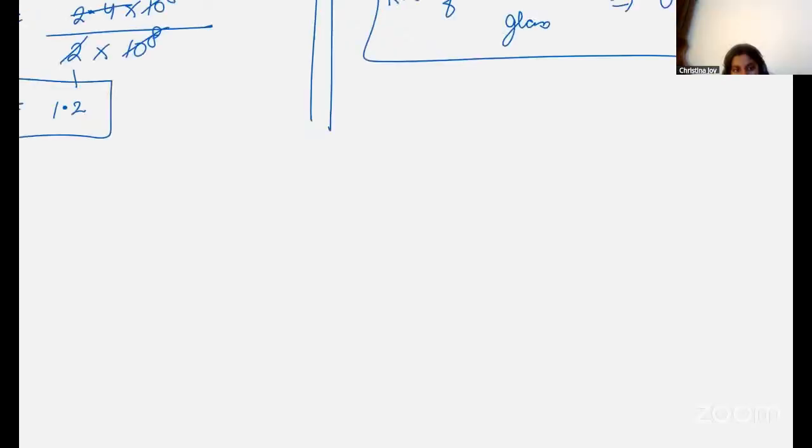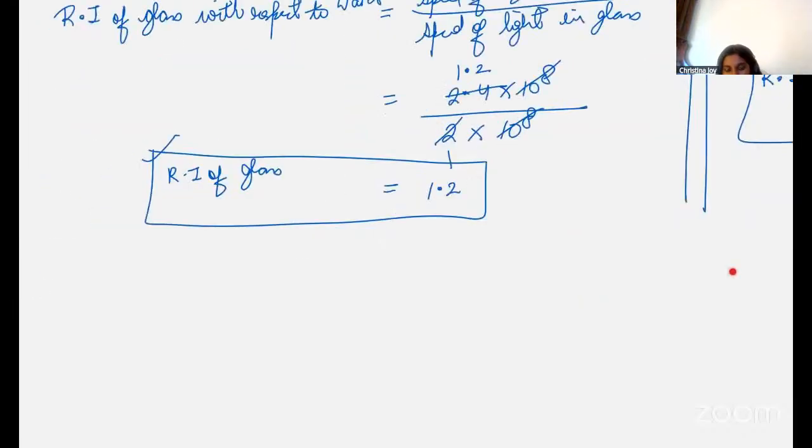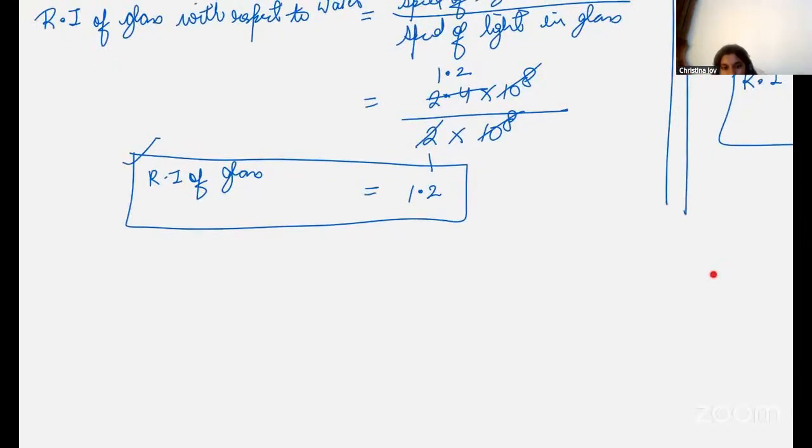Okay, so I have a doubt. When we are finding the refractive index of glass with respect to water, there, why didn't we remove the decimal point? We can also remove the decimal point there too, right?